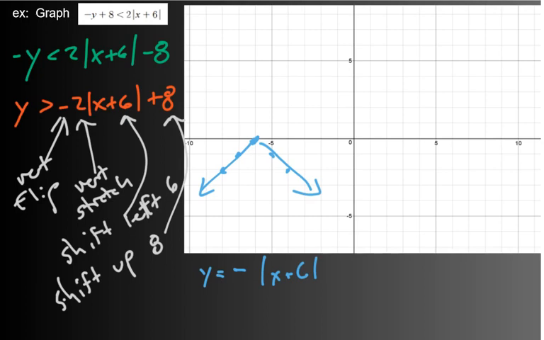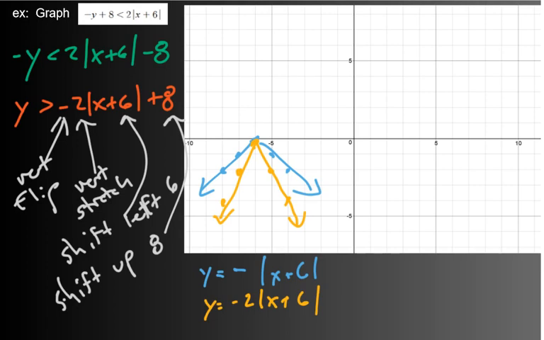And then maybe we'll do yellow. So if we do negative 2 times absolute value of x plus 6, the 2 is acting as a vertical stretch. And really what it's doing is changing the slope of these two parts. So this should have slope 2, and this should have slope negative 2. So we would get this graph. You can see that it looks skinnier because it's been vertically stretched.